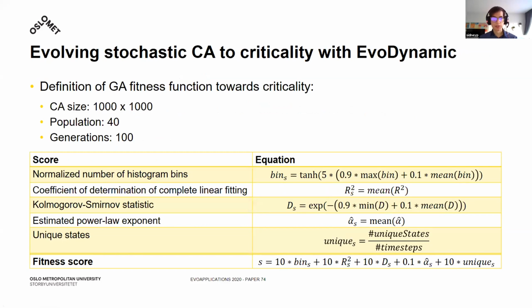After the simulation of the cellular automaton, the following objective scores are calculated: the normalized number of histogram bins, and here is the equation for it, the coefficient of determination of the linear fitting, the Kolmogorov-Smirnov statistic, the estimated power law exponent, and the unique states. This is all to try to fit the avalanche distributions to a power law, and the closer to it, the greater is the fitness score. And here is the end of the fitness score.